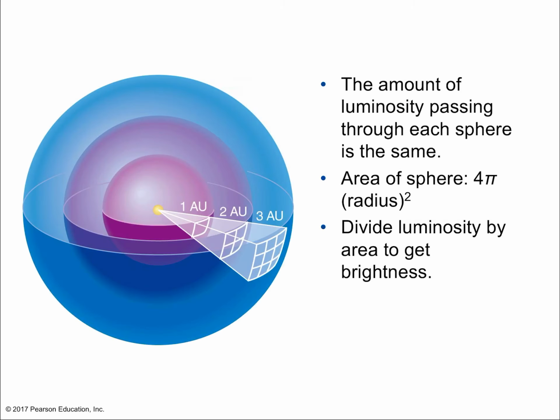Okay? Now, how does apparent brightness vary with distance? Well, there ends up being a pretty straightforward relationship. It's one you see a lot in science, and it's called the inverse square relationship. Okay? So the amount of luminosity passing through each sphere is the same, okay? Because it's the same energy, and the energy doesn't disappear. It's that whole conservation of energy idea. So if I look at progressively larger spheres, the energy is just more spread out, but it's still the same amount of energy. Now the surface area of a sphere is given by the formula 4 pi r squared, okay?